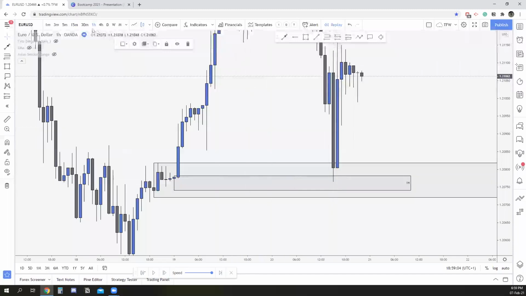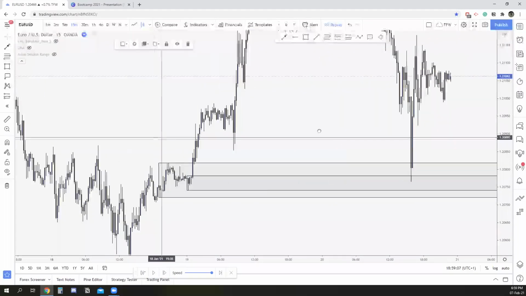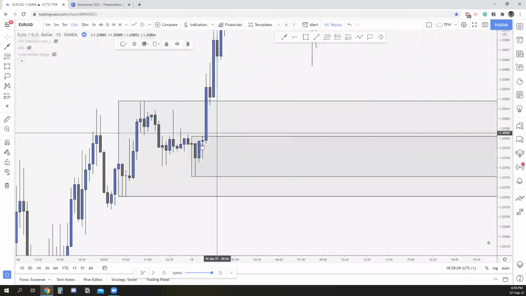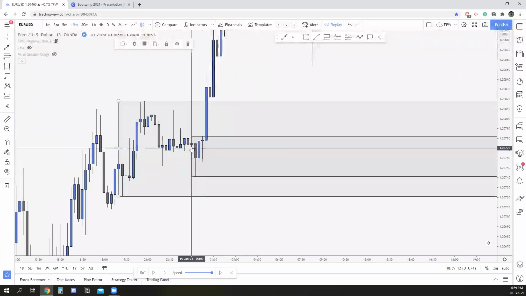I tap into this one. And even if I jump on the 15 minutes, have a look right there. You have the last sell before the big buy. Is this sell engulfed?